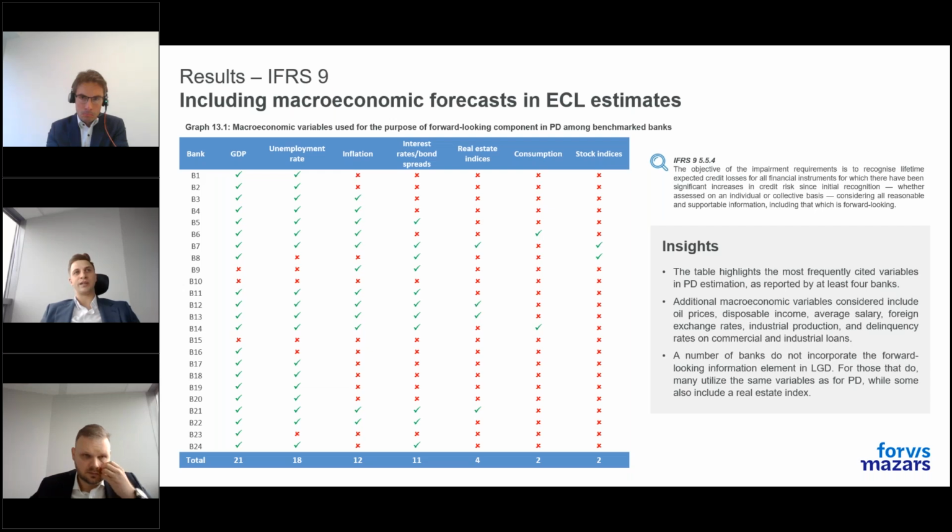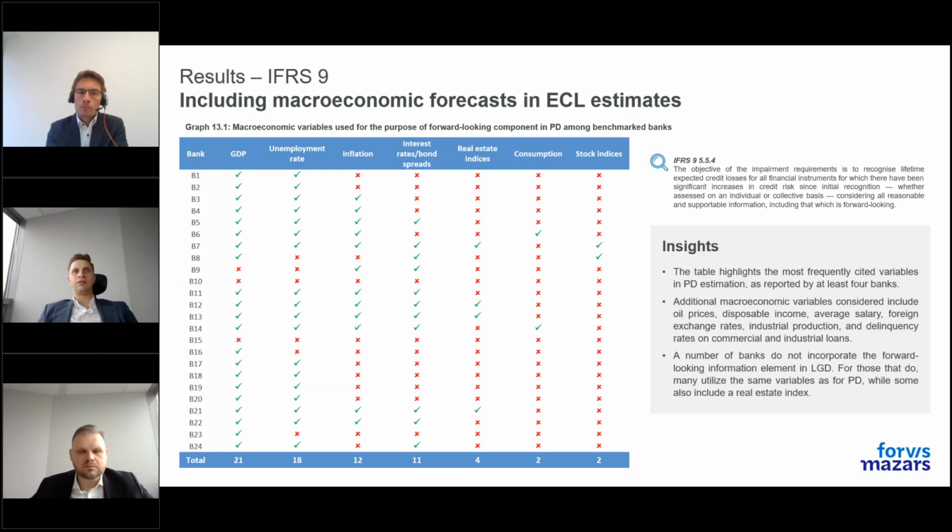And on this slide, on the left-hand side, you can see the table which shows what macroeconomic variables the benchmarked banks used. So basically, what we can see is that the most commonly used variable is GDP. It is used by 21 banks, and given that 2 banks do not include the forward-looking at all, it means that only 1 bank among those which include forward-looking factor does not use GDP. Second most commonly used variable is unemployment rate. Also, most banks used it.